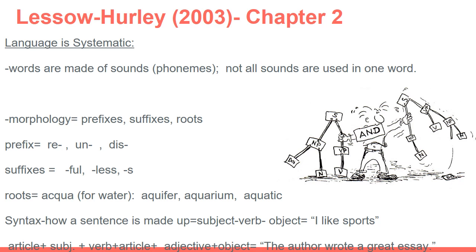Now let's shift to Lessow Hurley's book. There are some very common things between Lessow Hurley and Sousa's book, and so I don't want to go into too much detail. She just once again explains language is systematic, that it's built of phonemes, or sounds, and not all sounds are, of course, in one word, and different words use different sounds, and some languages choose not to even have sounds.